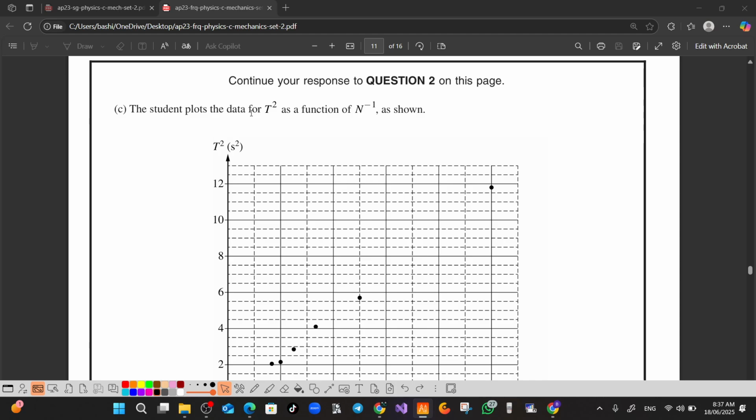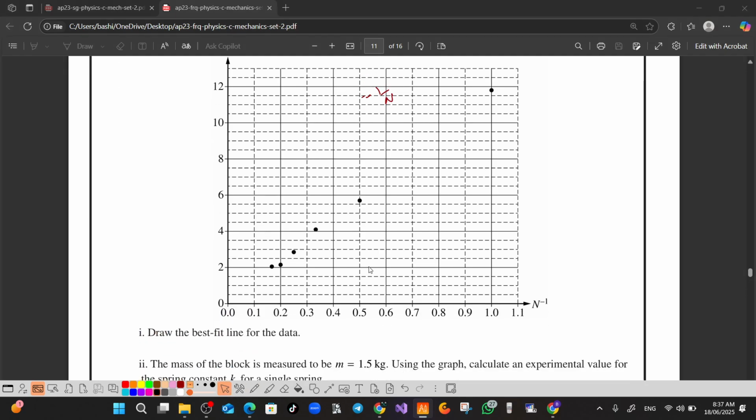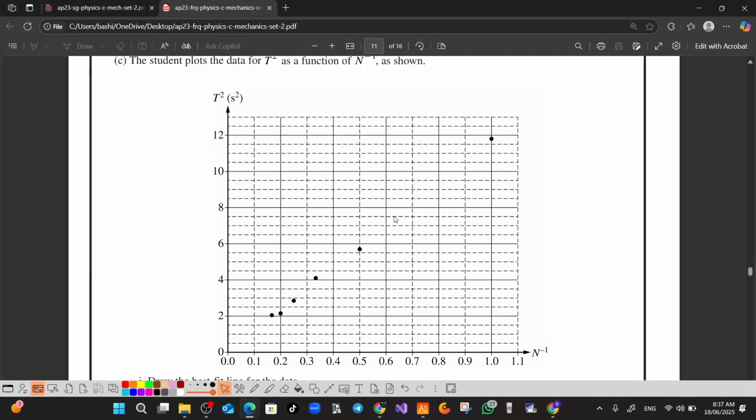The student plots the data for t squared as a function of n minus 1 now. N minus 1 is similar to saying 1 over n. As shown in the figure, draw the best fit line for the data. Now, to draw the best fit line, we need to draw a line that best fits through all the points. And this best fit line can be drawn like this.